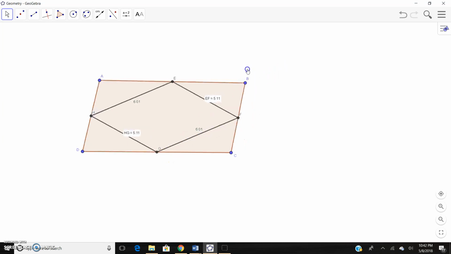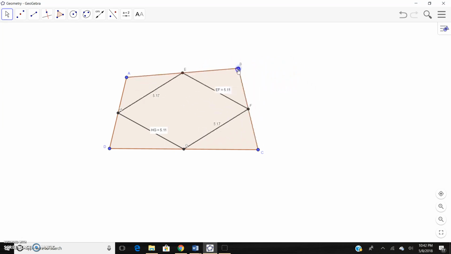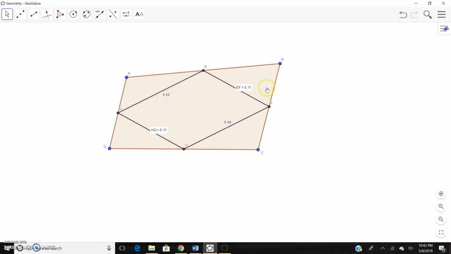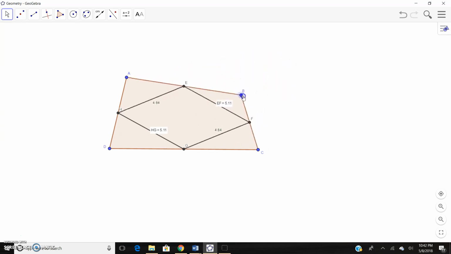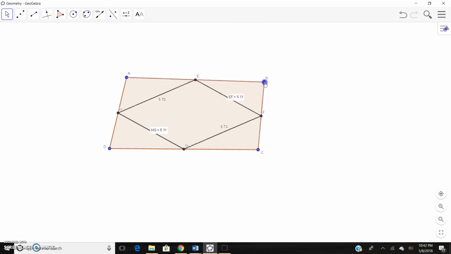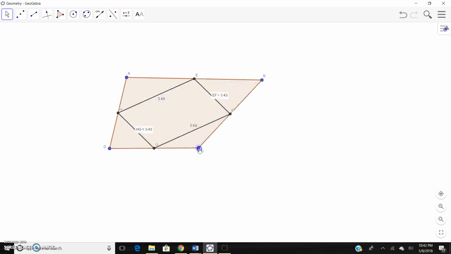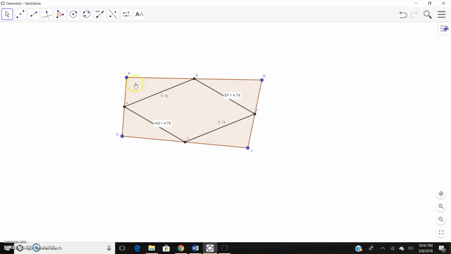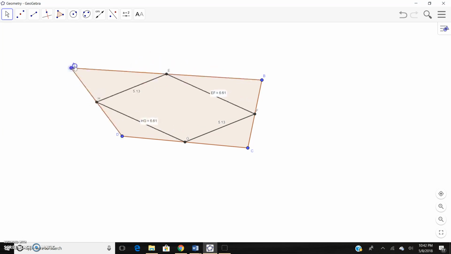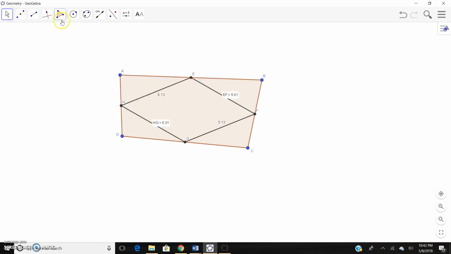And I can test that by clicking and dragging each vertex. And again, these are changing, but they're staying equal to each other. They're staying congruent. Same thing here. They're staying congruent all the time. So that is also true.